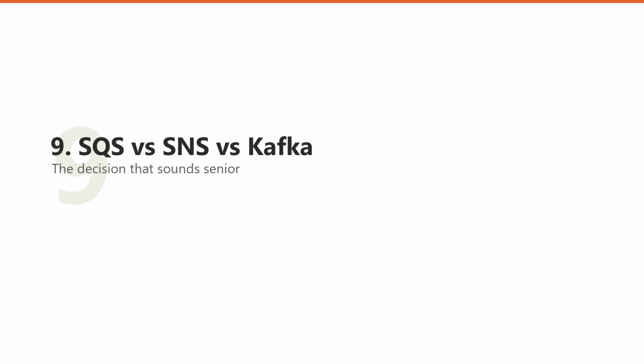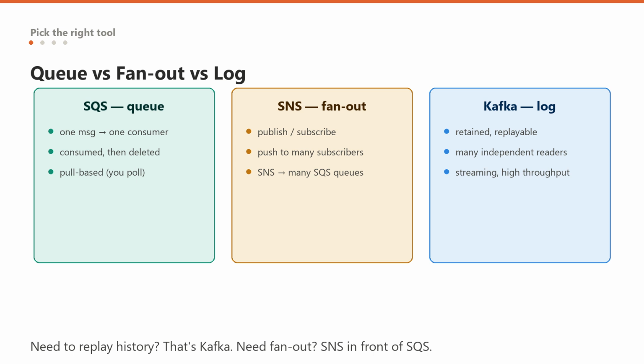Concept 9, the big picture. SQS versus SNS versus Kafka. Nail this and you sound senior. Here's the mental model. SQS is a queue. One message is processed by one consumer, then deleted. It's pull-based, you pull for messages. SNS, the simple notification service, is the opposite. It's publish, subscribe, and push-based. One message is fanned out to many subscribers at once.